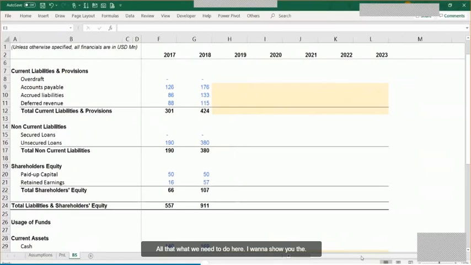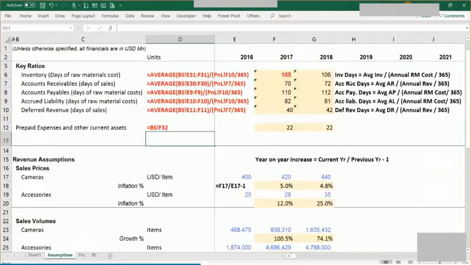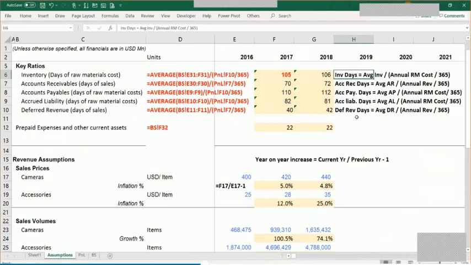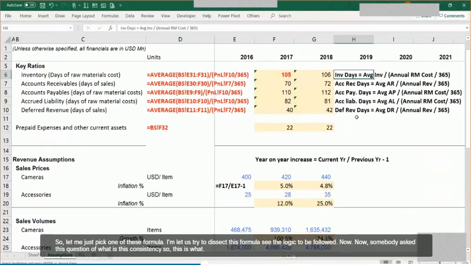What we need to do here, I want to show you the formula that we used before. We use this logic, right? Inventory days is equal to average inventory divided by annual raw material cost divided by 365. So let me just pick one of these formulas and try to dissect it to see the logic to be followed now.